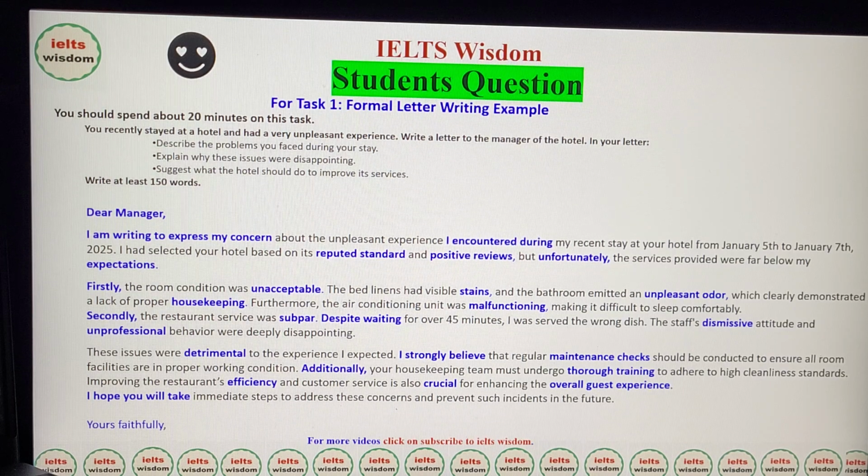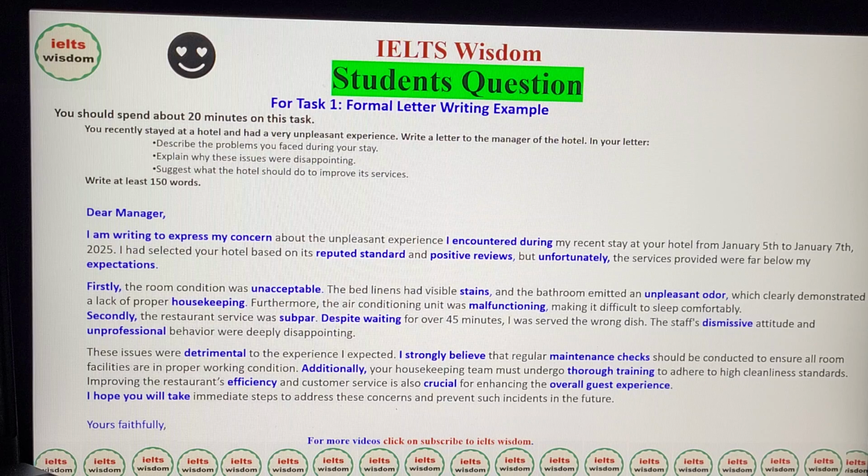The answer to this letter is: Dear Manager, I am writing to express my concern. That is our opening phrase. About the unpleasant experience that I encountered during my recent stay in your hotel, January 5th to 7th, 2025. Encountered is a vocab word, meaning the problems you face. I had selected your hotel based on its reputed standards. Usually, reputed standards means the stars, or some verbal experience someone shared with you, and on the basis of that you book the hotel.